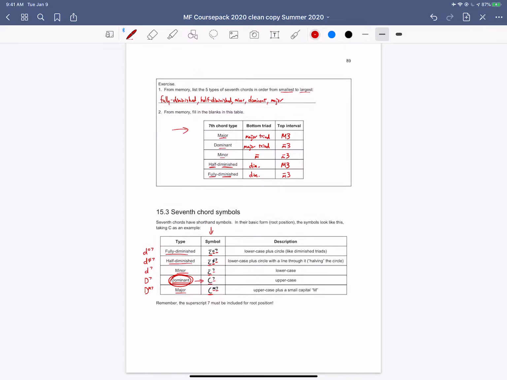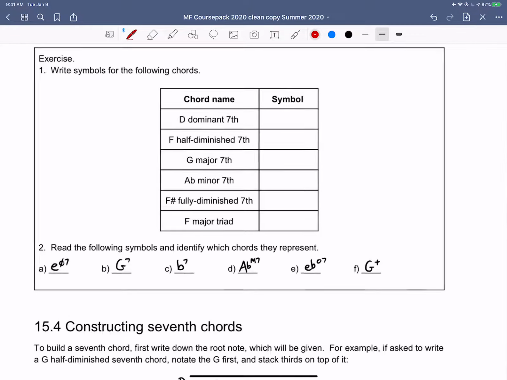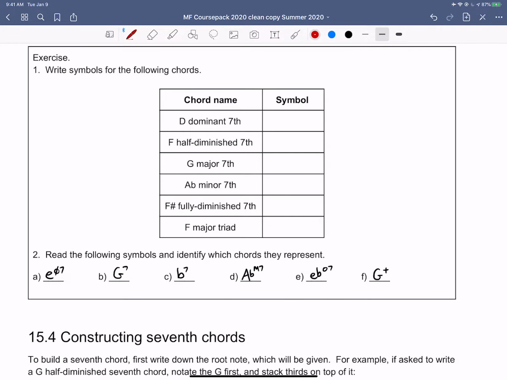All right, let's do the next exercise together. Here we're just supposed to, in this second column, write the symbol given these chord names. And these chord names, of course, involve letters and words and numbers and so forth. So, D dominant seventh. Well, dominant seventh, we remember it's one of the big ones, right? But it's not major. Dominant is the most common type of seventh chord, so it just gets this symbol, capital letter with a superscript 7.